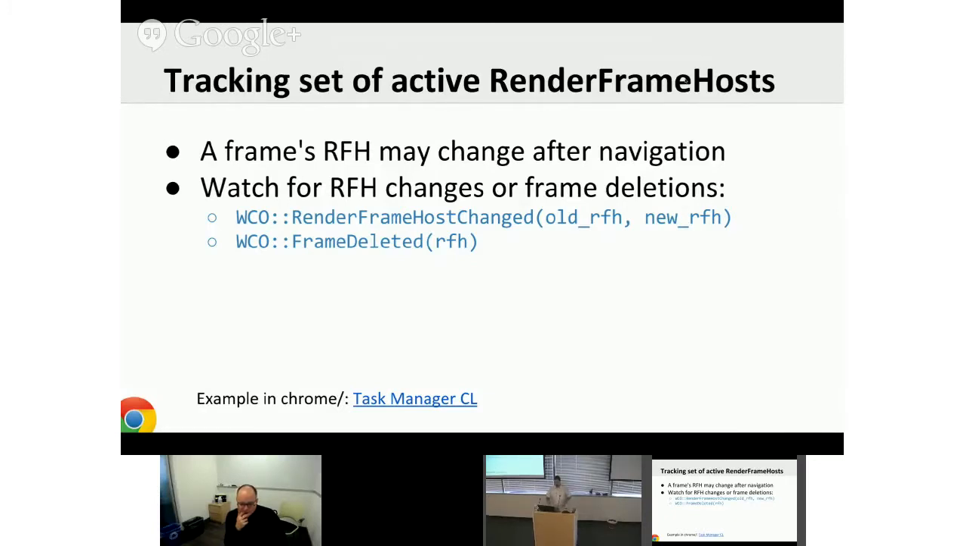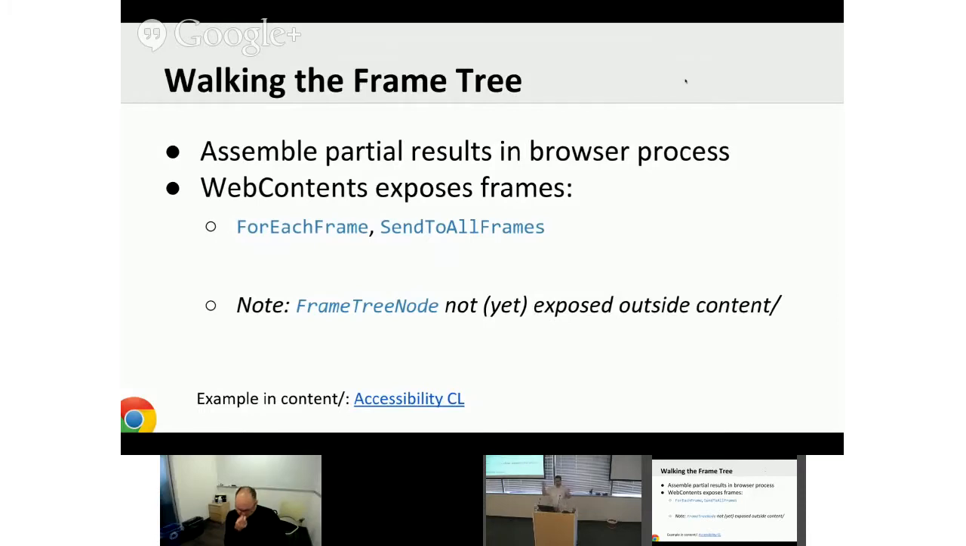So now we have the renderer side covered and the browser side covered in terms of when things are happening, but maybe you just have a user input, where the user clicks something, so you need to know: what is the current state? There are two helper methods that we have introduced. For each frame on web contents, you can supply a callback and we'll execute that function for every frame as we walk the frame tree. And to make it easier and save on lots of boilerplate code, send to all frames is just a convenience function to send an IPC to every frame in the web contents.